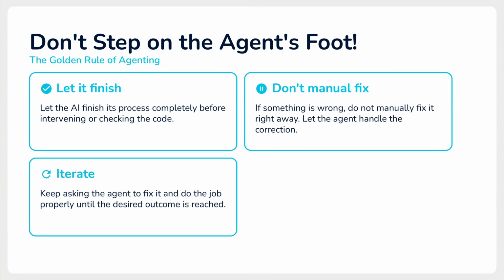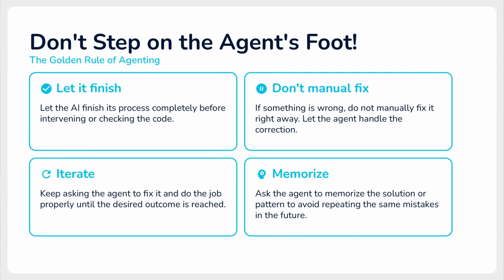Third, iterate. If the first attempt is not right, ask again. Be more specific. Add the context that was missing. The agent is not insulted. It will try again, and the second or third attempt is usually much better than the first.